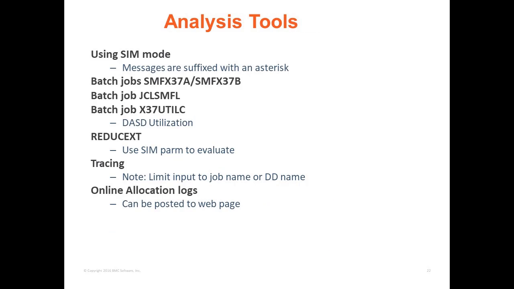Great tools to validate and manage allocation function activity are achieved through the use of the SIM parm in the F-list members, batch jobs FMSX37A and B, JCL MFL, JCL SMFL, and JCL UTIL-C. ReduceXT can be used to reduce multi-volume datasets after SPAC valet has completed.